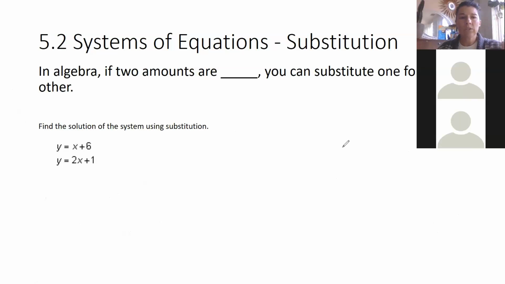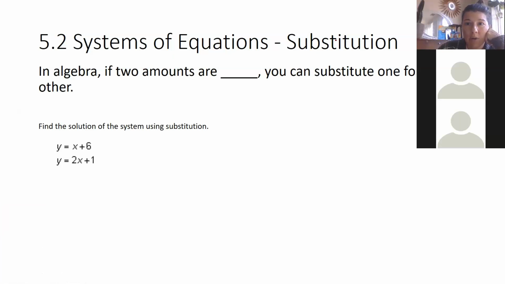Okay, so now we're going to look at an algebraic way to solve these called substitution. And in this unit, you are going to learn 2 different algebraic ways to find solutions. So this is the first one. And then next week on Tuesday, we'll talk about the other form. It's called elimination.